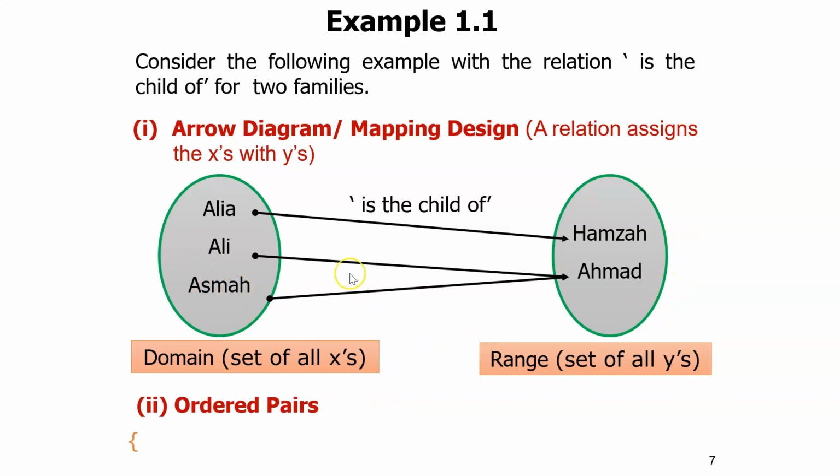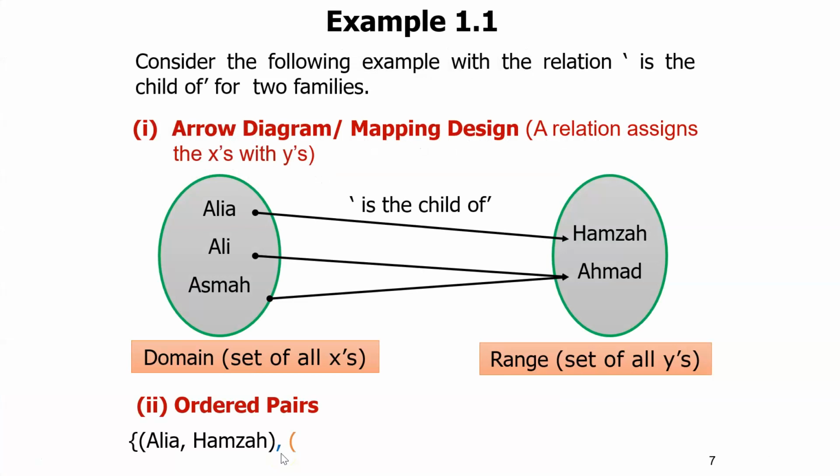So second one, we can express relation using ordered pairs. So what it means by ordered pairs is like this. You write it down in this form. Okay, so you have (Alia, Hamzah): Alia is a child of Hamzah. Ali is a child of Ahmad. Asma is a child of Ahmad. So this is written in ordered pairs, dalam pasangan. So you have brackets and you have curly brackets, meaning you have all the sets over here. So you can either write it down using arrow diagram or mapping diagram or also in ordered pairs.